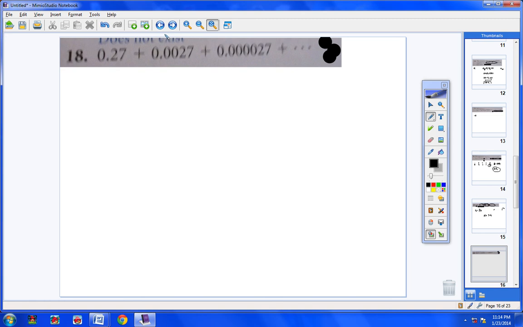Okay, it looks like to me that if we take 0.0027 and divide it by 0.27, we're going to get 0.01. So the common ratio, I took this and I divided it by the term to the left. The common ratio is 0.01, and that's good. That does fall between -1 and 1, so I can definitely find the sum of this infinite geometric series by simply saying a subscript 1 over 1 minus r.